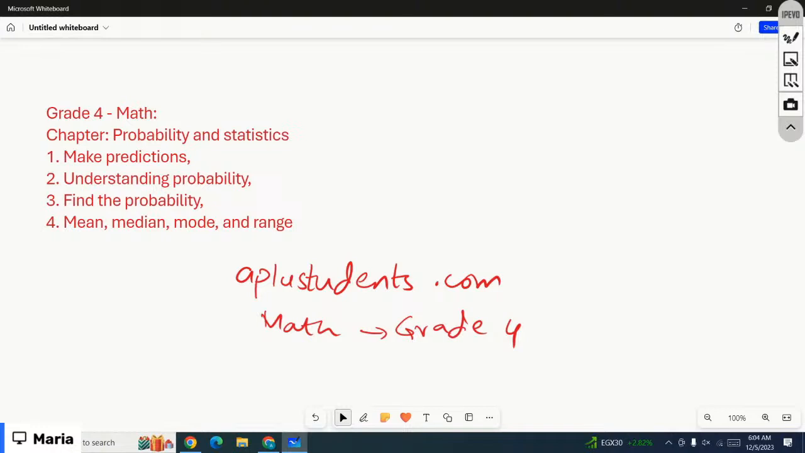We're going to start with the chapter probability and statistics, and the lessons we're going to cover today are make predictions, understanding probability, find the probability, mean, median, mode, and range. Please make sure you have your notebook and pencil so that you can note down the important examples and definitions as well. Let's start with the first lesson, that is make predictions.